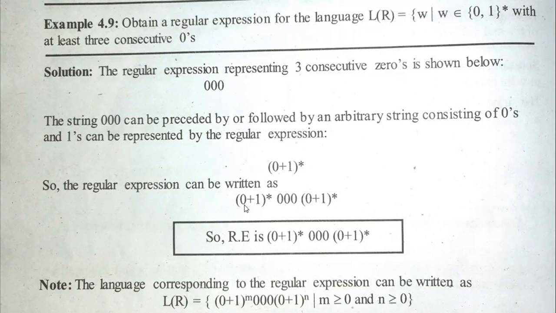Which will lead us to what? Any number of 0s followed by 3 zeros followed by any number of zeros, or else any number of 1s followed by 3 consecutive zeros followed by any number of ones exactly. Anything may be possible.